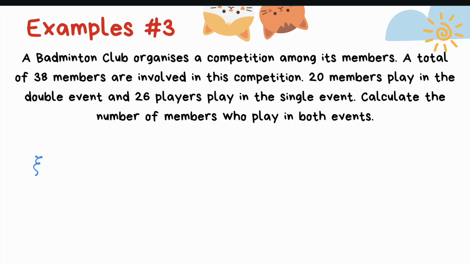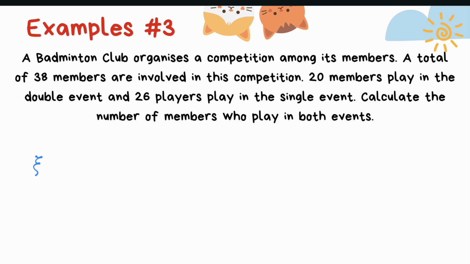Example question 3. A badminton club organizes a competition among its members. A total of 38 members are involved in this competition. 20 members play in the double event and 26 players play in the single event. Calculate the number of members who play in both events.